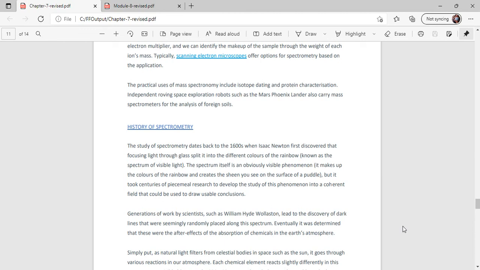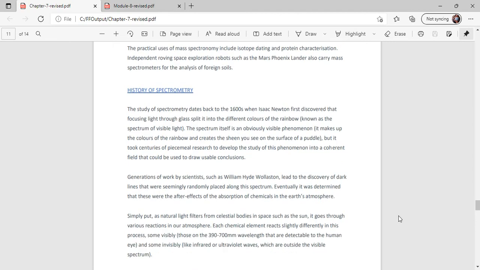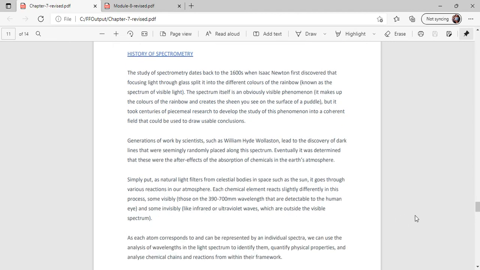The study of spectrometry dates back to the 1600s, when Isaac Newton first discovered that focusing light through a glass split it into different colors like a rainbow, known as the spectrum of visible light. The spectrum itself is an obvious visible phenomenon. It makes up the colors of your rainbow and creates the sheen you see on the surface of a puddle. But it took centuries for piecemeal research to develop the study of this phenomenon into a coherent field that could be used to draw usable conclusions.